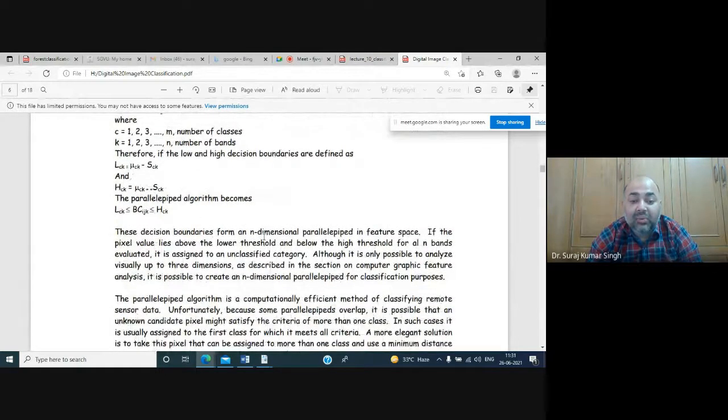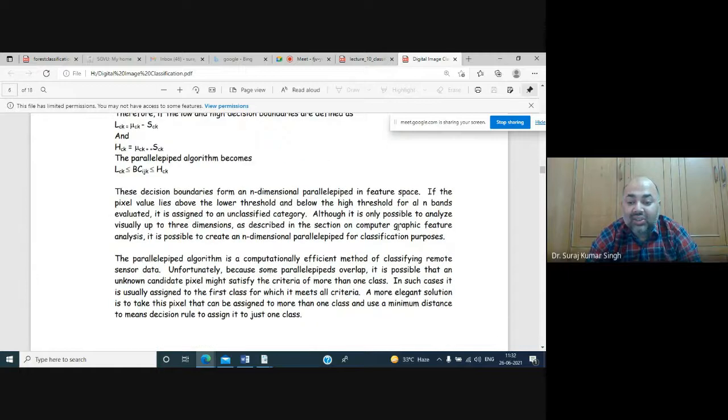decision boundaries form an n-dimensional parallelepiped in feature space, and if the pixel value lies above the lower threshold and below the high threshold for all n bands evaluated, it is assigned to that class, otherwise it is assigned to an unclassified category. Although it is not possible to analyze visually beyond three dimensions, as described in the section on computer graphic feature analysis, it is possible to create n-dimensional parallelepipeds for classification purposes.